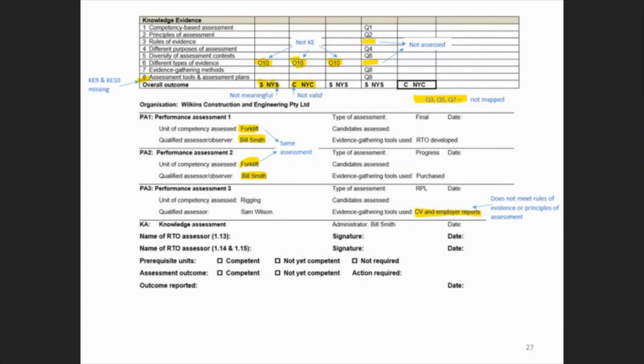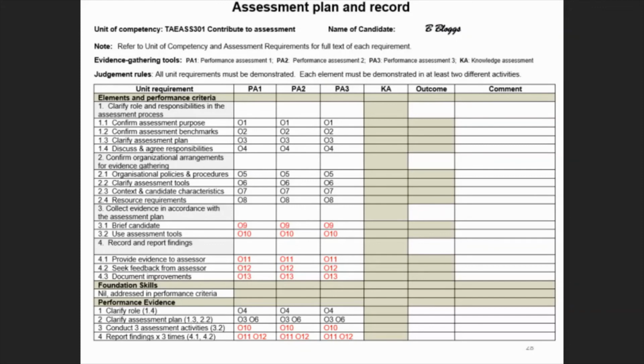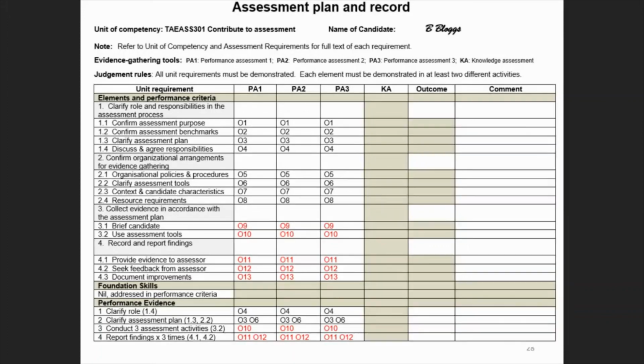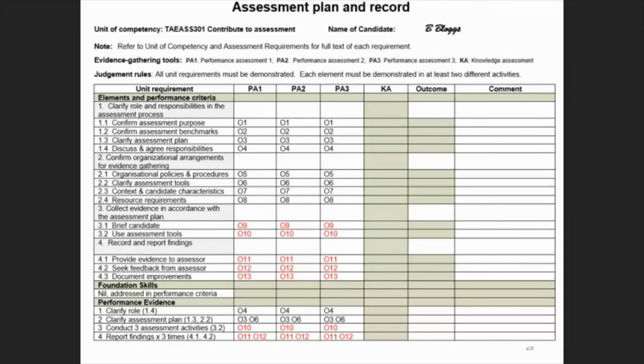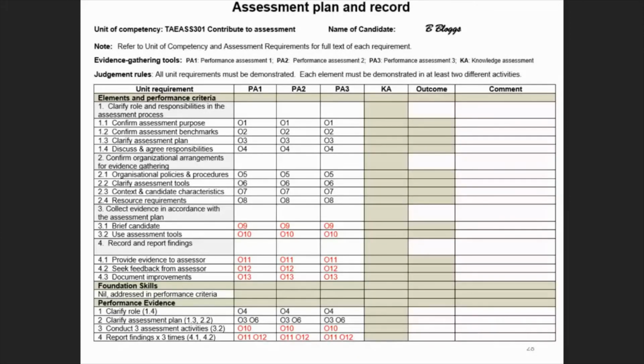So if we look at the next slide, we can see everything cleaned up. Now it looks terribly boring because everything is just sort of doing everything, but this is the idea of the game. It's not supposed to be particularly weird or wonderful. It's supposed to be pretty straightforward. So we have element one measured three times, element two measured three times, element three measured three times, element four measured three times, all the requirements.